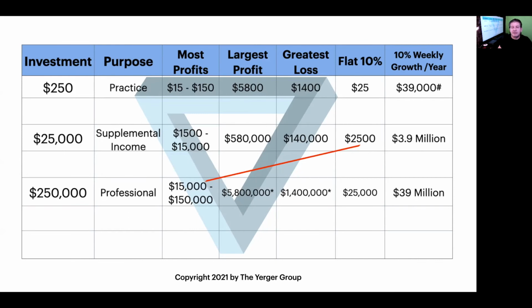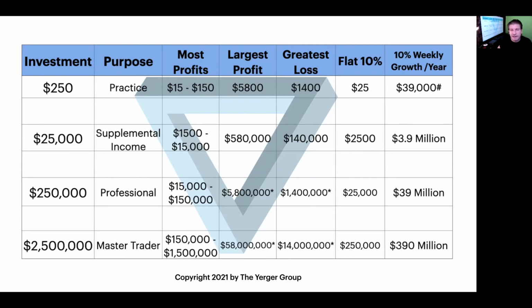Additionally, that $2,500, your 10% that you're cashing out, doesn't even compare to what you're now making in profits frequently with your account that has a balance of $250,000. And finally, you've hit it. You've become a master trader. And now your account balance is at 2.5 million. Most of your profits will range between $150,000 and $1.5 million per trade.